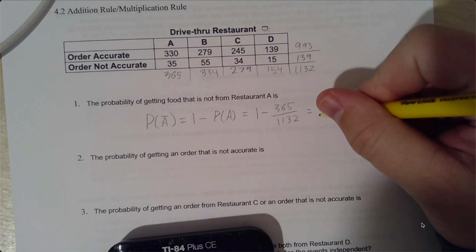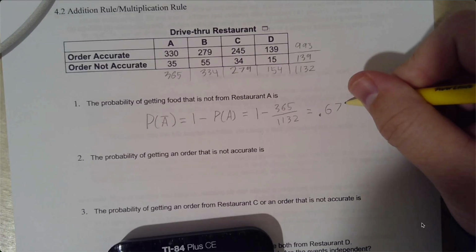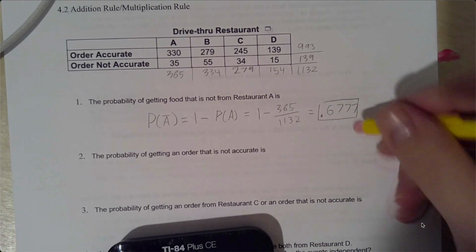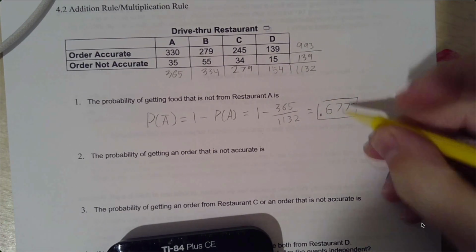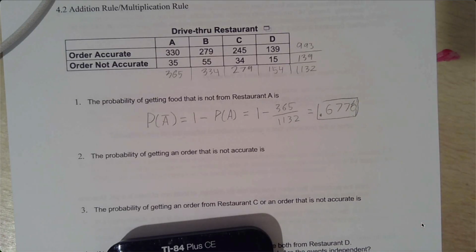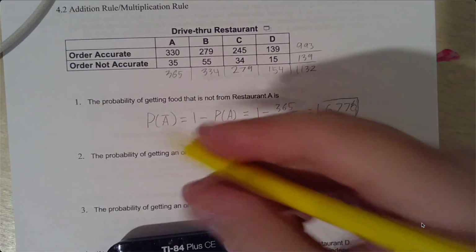Anyways, we end up getting essentially a 0.77 chance if we round to 4 places. Sorry, 0.76. I can round to 4 places. 67.76% chance, but as a probability, again, it would be 0.6776. Goodness. Going further, you can see find the probability of getting an order that's not accurate. And although that sounds like a complement probability, the good news is order not accurate is an entire row that I have the total for.